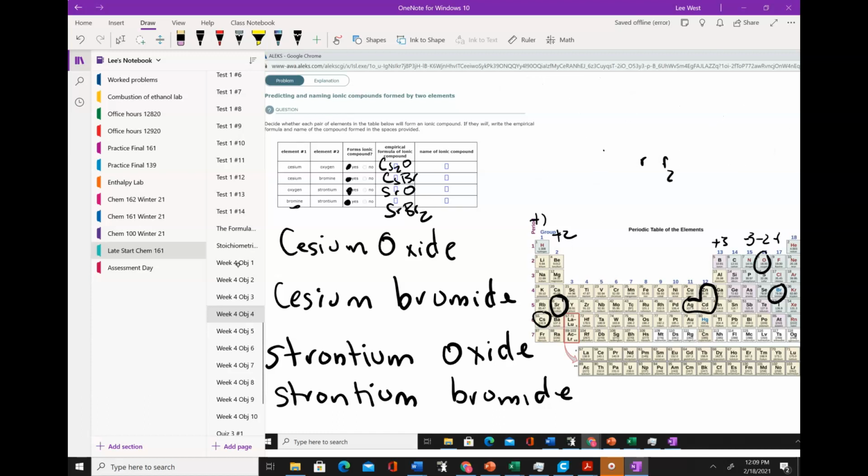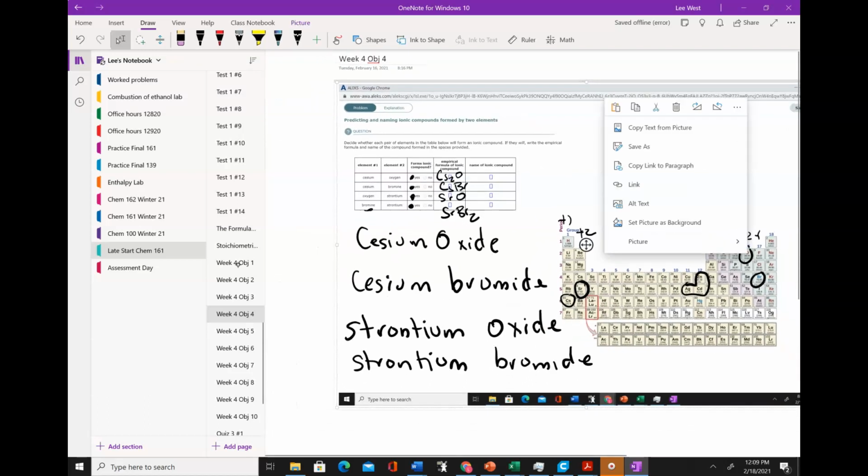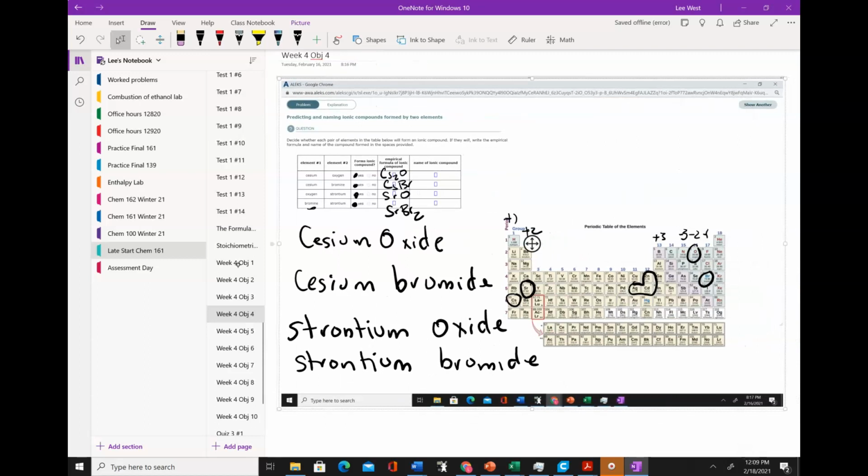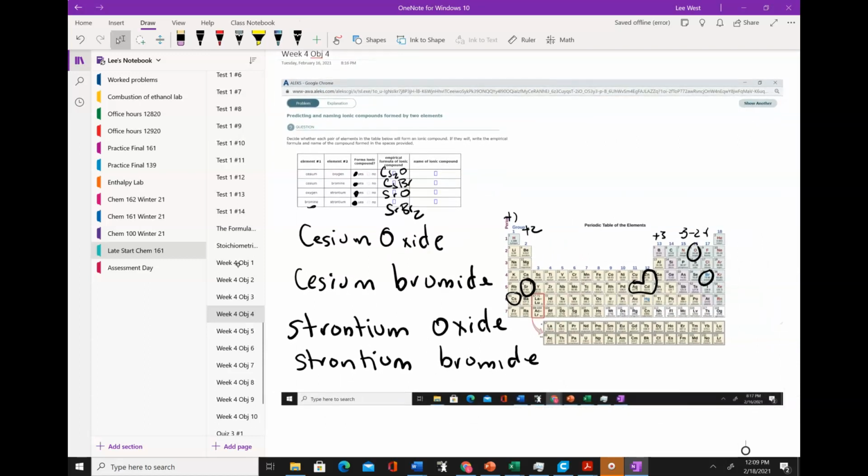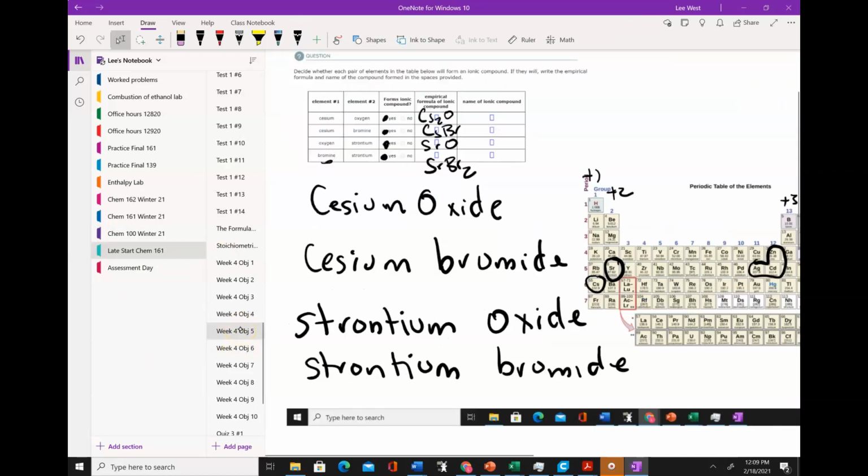Alright, so 2 rules for writing the formulas. If they have equal and opposite charges, they combine 1 to 1. If they don't have equal and opposite charges, then you do crossover. Alright, this is going okay.